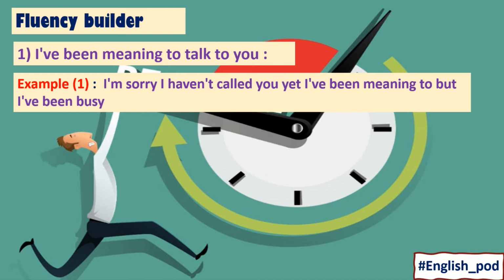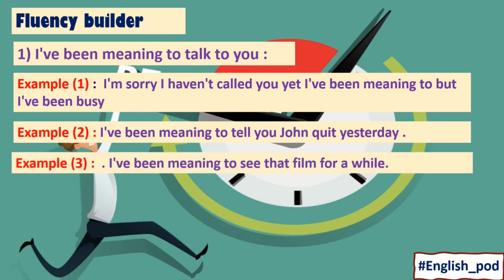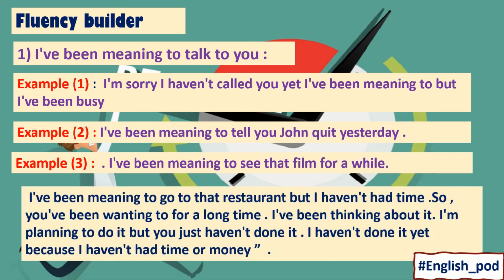I'm sorry I haven't called you yet. I've been meaning to, but I've been busy. Example 2. I've been meaning to tell you, but John quit yesterday. Example 3. I've been meaning to see that film for a while. I've been meaning to go to that restaurant, but I haven't had time.